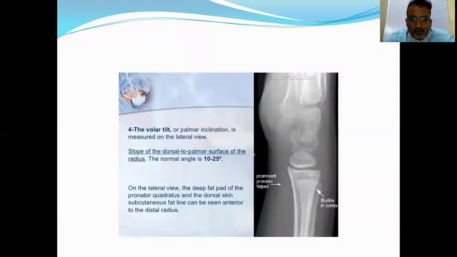The radius is normally tilted volarly, towards the volar side. The normal angle is 10 to 25 degrees. Whenever you are reducing a fracture of the distal radius, we try to maintain the radial angle and volar tilt. On lateral view, the deep fat pad of the pronator quadratus and the dorsal skin subcutaneous fat line can be seen anterior to the distal radius. So palmar inclination is important while treating fractures of the distal radius.